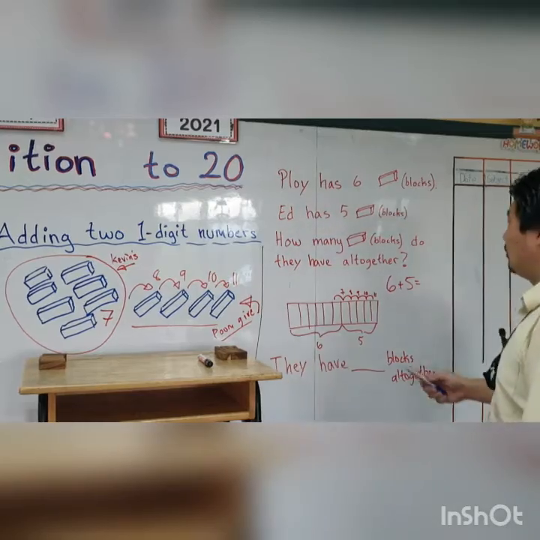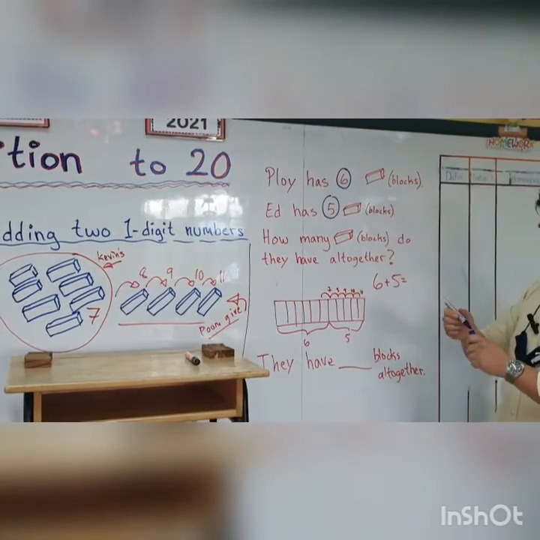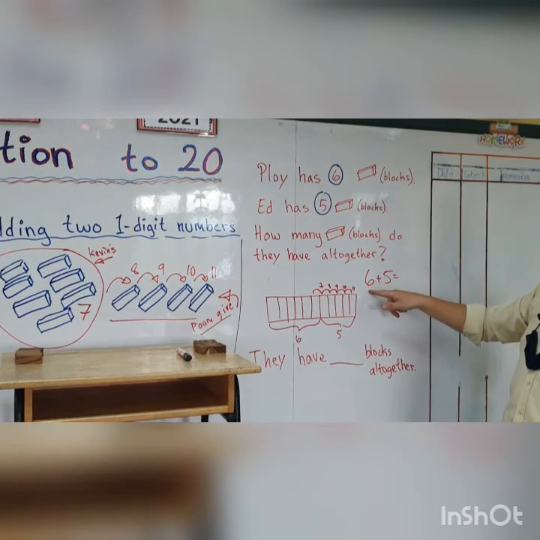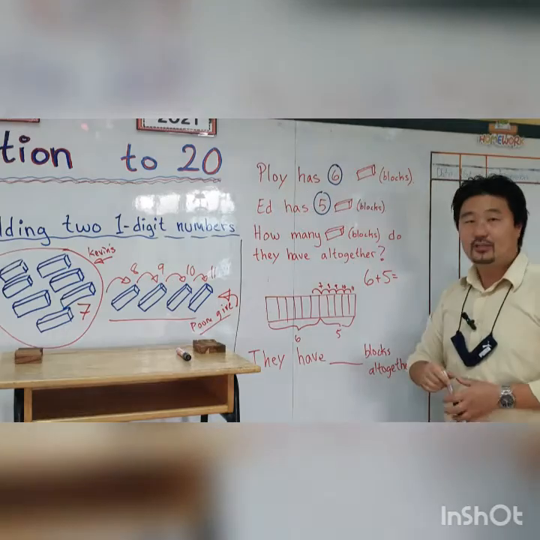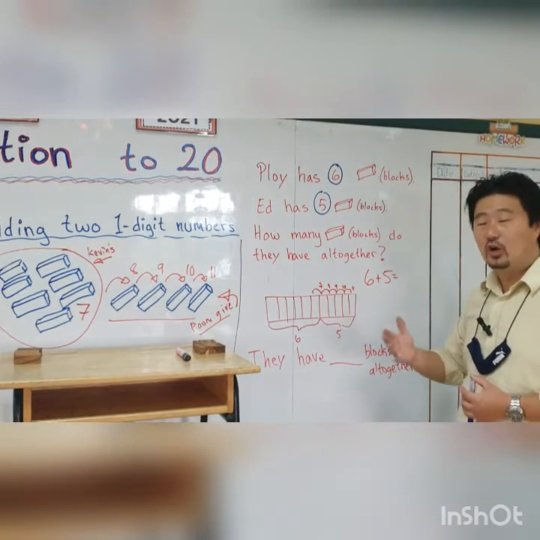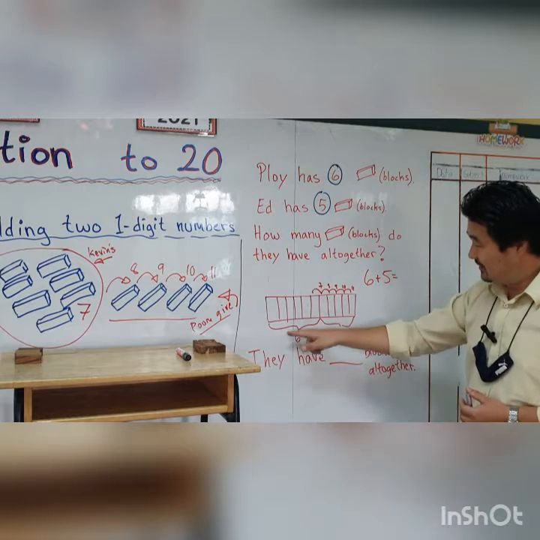So you already know that 6 plus 5, you write that like this. 6 plus 5 equals how many? And then let's do the visualization, the counting on. So here, 1, 2, 3, 4, 5, 6. 6 blocks here.